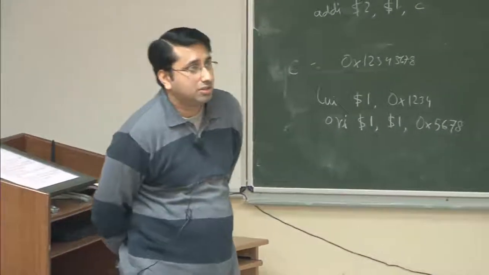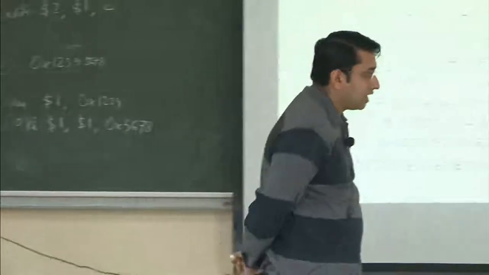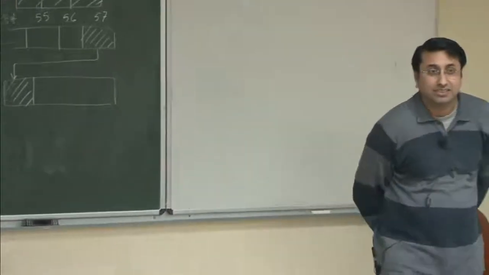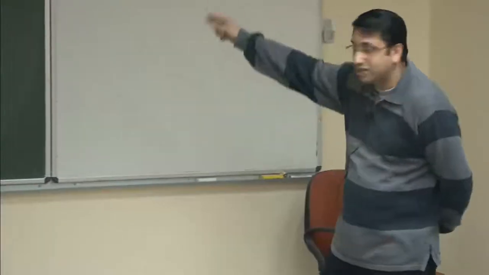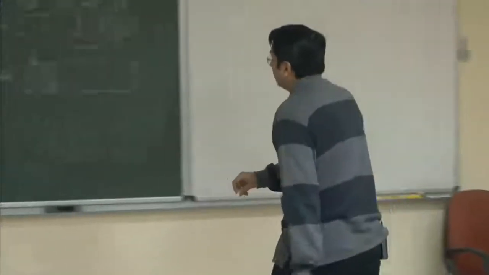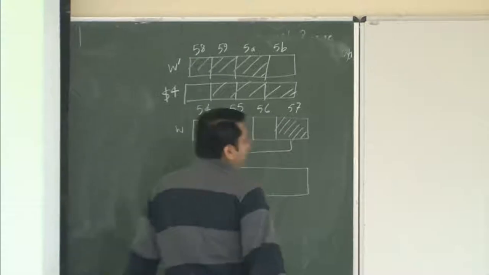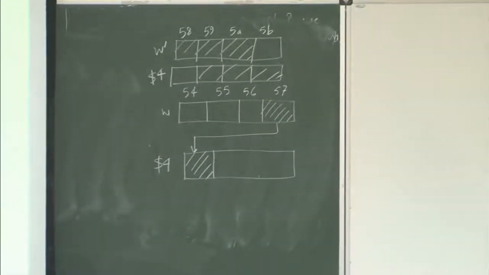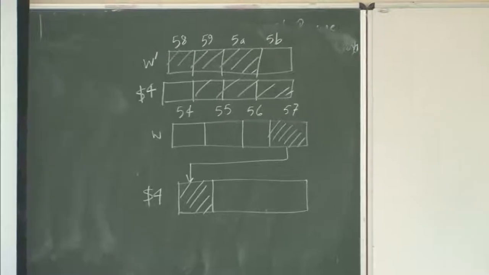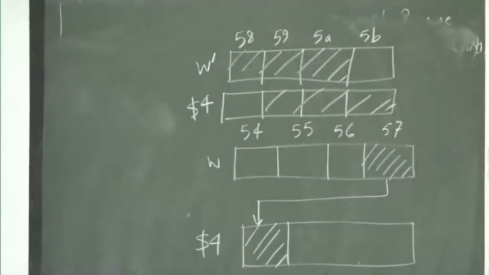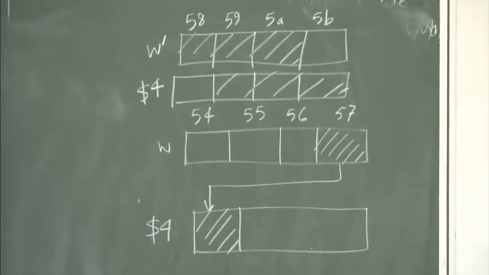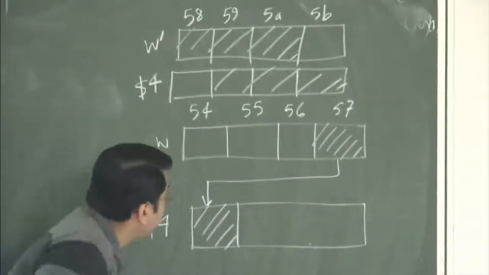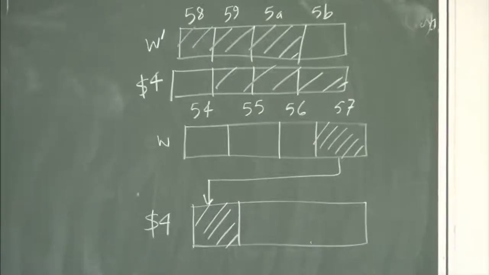Think about using both of these together. What if I stitch these two words, W and W prime? Circular right, if we are taking these two operations together. Circular right, what is that? We are circularly shifting bits, 8 bits. Okay, so let's stitch W and W prime.